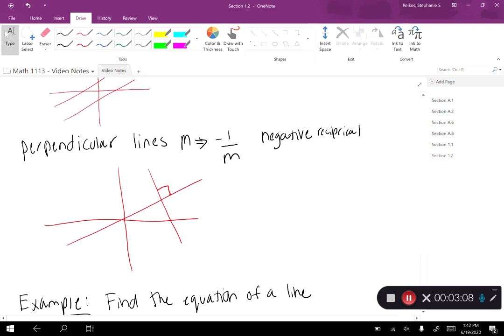Perpendicular lines are 2 lines that crisscross each other and make a 90-degree angle. Their slopes are going to be negative reciprocals of each other. So if one line has slope m, the other line has slope negative 1 over m.